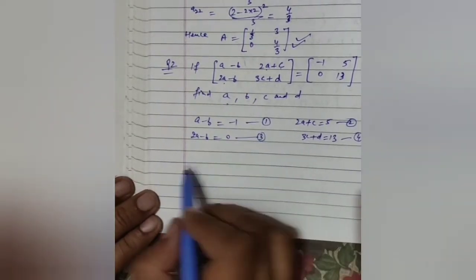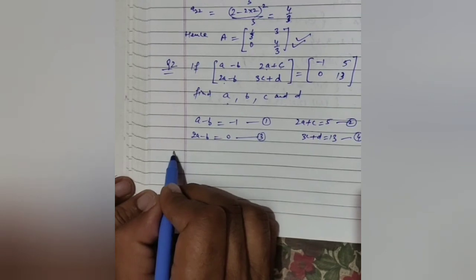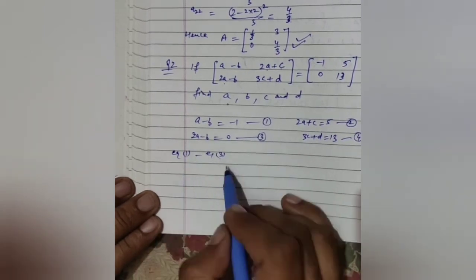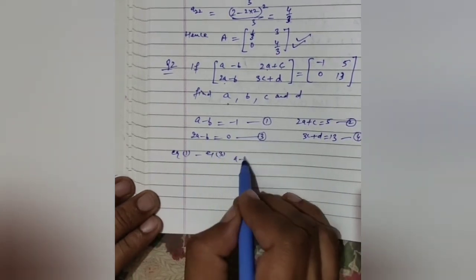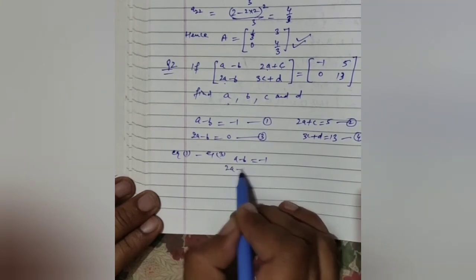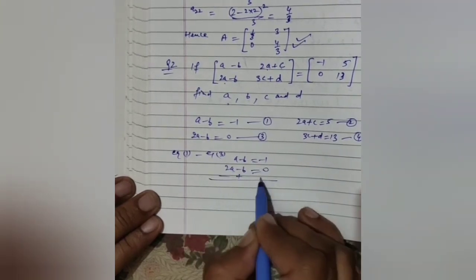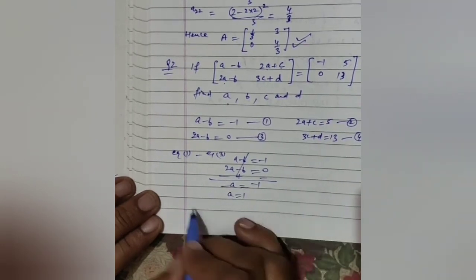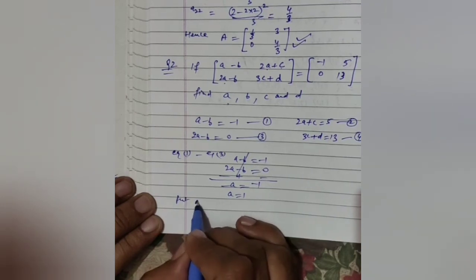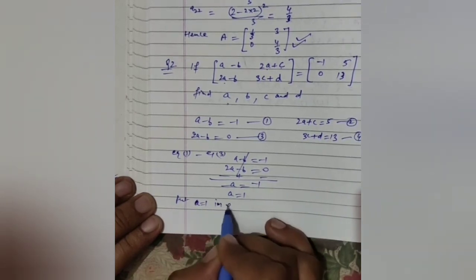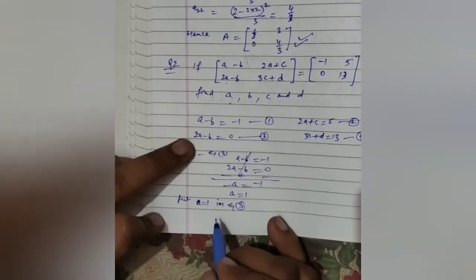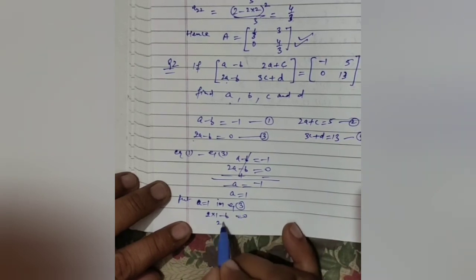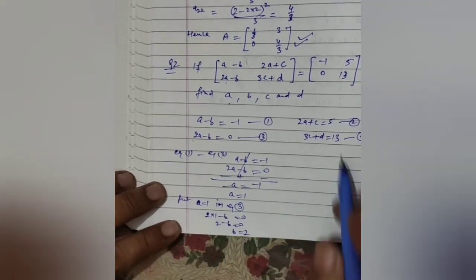Solve first and third by the elimination method. Subtract equation first from third. a minus b is equal to minus 1, 2a minus b is equal to 0. b cancels. Minus a is equal to minus 1, so a is equal to 1. Putting a is equal to 1 in the third equation, 2 into 1 minus b is equal to 0, so 2 minus b is equal to 0, so b is equal to 2.